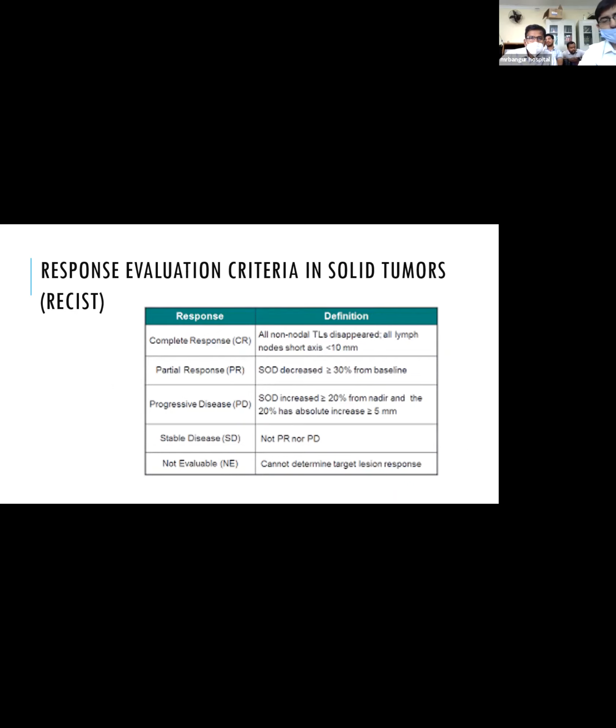A complete response is when all the non-nodal target lesions disappear and all lymph nodes have a short axis of less than 10 mm. Partial response is when the sum of the largest diameters decreases by more than 30% from baseline. Progressive disease is when the sum of the largest diameters increases more than 20% from nadir, and the 20% has an absolute increase of more than 5 mm. Stable disease is where there is no partial response or progressive disease.